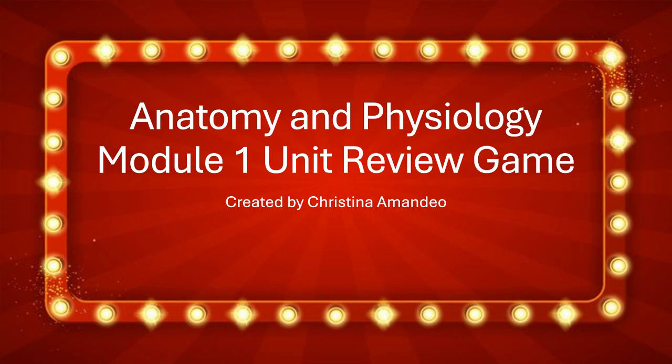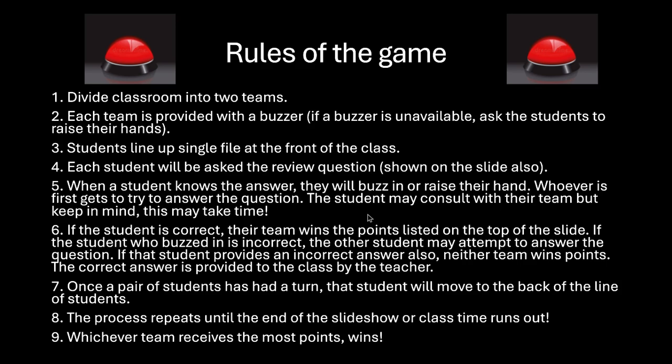So this is the Anatomy and Physiology Module 1 Unit Review game created by me, and I incorporated some rules. So my vision for this game is to have the classroom divided into 2 teams. Each of the teams is given a buzzer. If you don't have a buzzer, then you can just have them raise their hands. Have the students on each team line up single file at the front of the class in 2 lines. And then each student will be asked a review question, which is shown on the slide. When a student knows the answer, they will either buzz in or raise their hand. Whoever is first gets to try to answer the question.